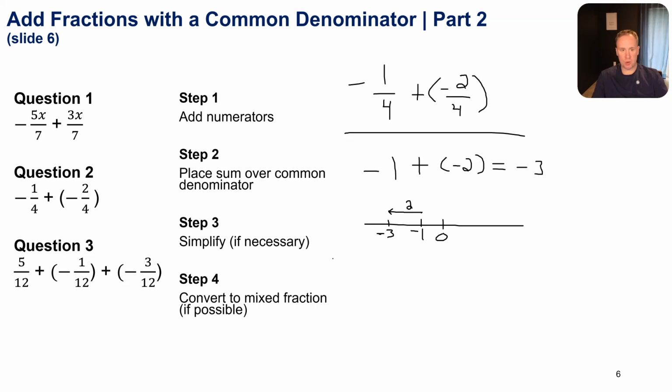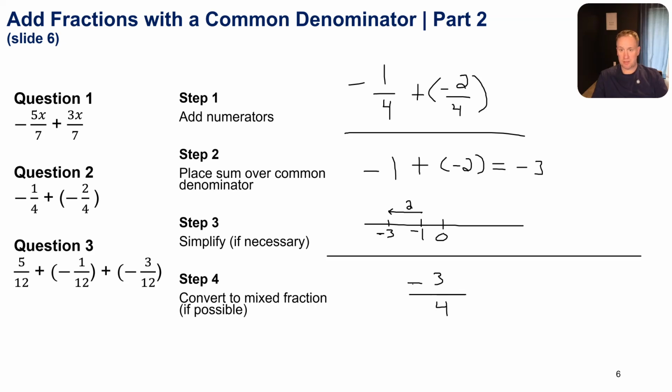So if I then go and rewrite my fractions up here, what I end up having is -3 as my numerator. And then I'm placing that sum over a common denominator. That common denominator is 4 here.